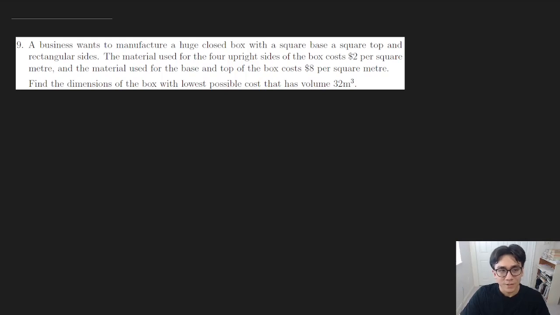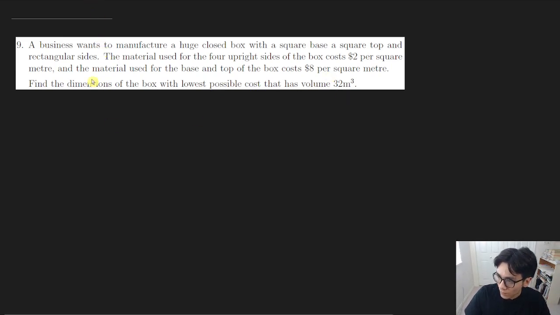Okay, this is UBC Math 100, Past Final Exam 2015, question number 9. It says a business wants to manufacture a huge closed box with a square base and a square top and rectangular sides. The material used for the 4 upright sides of the box costs $2 per square meter, and the material used for the base and top of the box costs $8 per square meter. Find the dimensions of the box with lowest possible cost that has volume of 32 meters cubed.